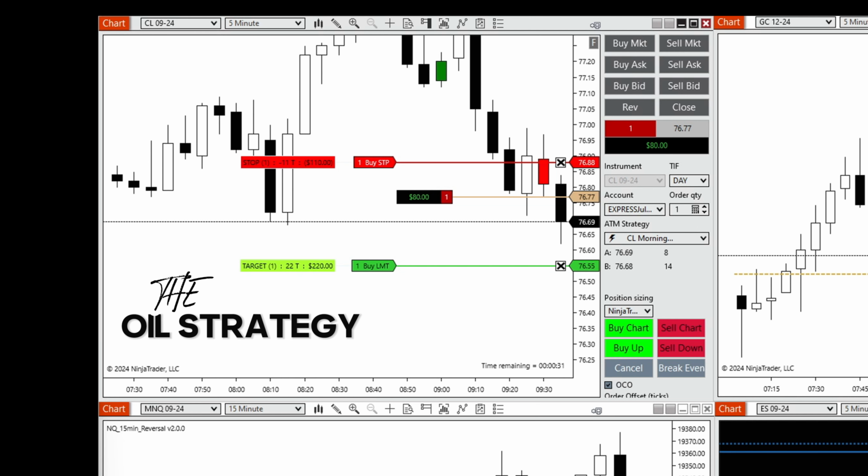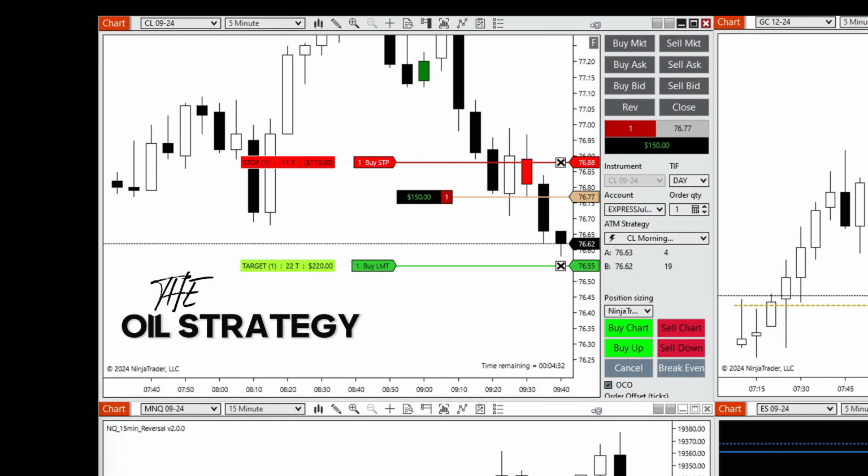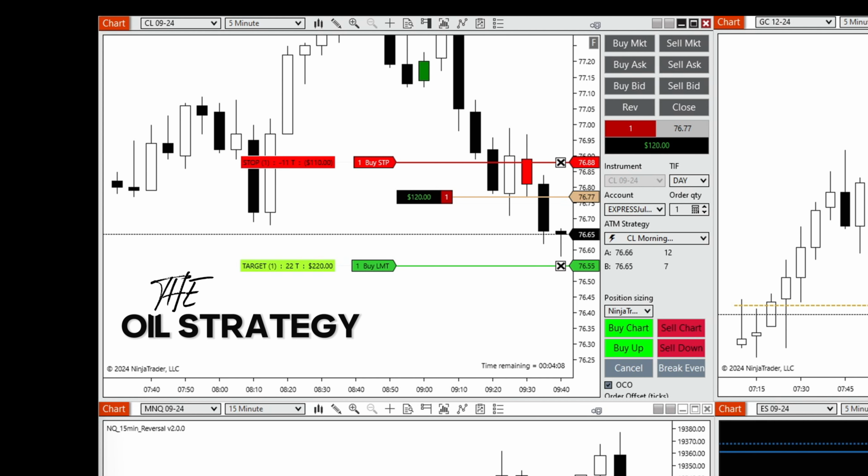I was able to already reduce my risk in half, which is fantastic. At this point, again, we're just looking for that final push from sellers to hopefully take 2 really nice wins in oil this morning, in both session 1 and 2. We get a little bit of resistance here, but then a final push from sellers. Awesome trade, oil session 2.